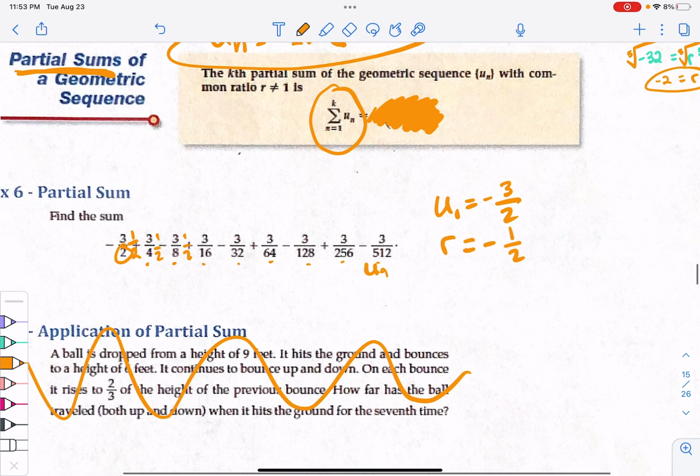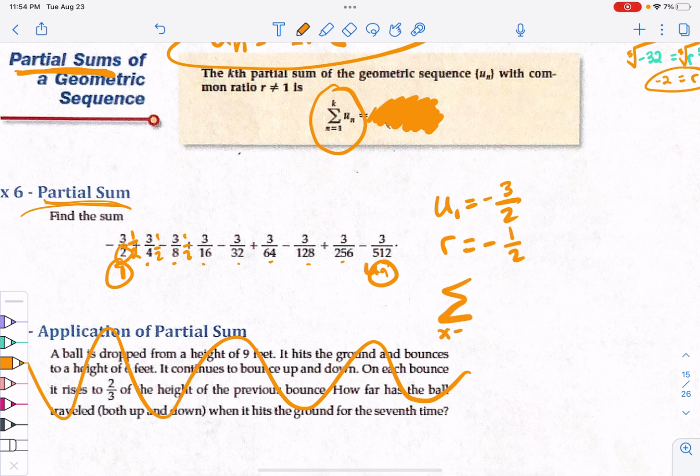Okay, and what they're wanting us to do is find the partial sum, and we did this in the arithmetic sequences where we're adding those terms together. Okay, and we're adding the first term to the second, to the third, to the fourth, all the way up through the 9th term. So if I write this as a sum, I'm going from the first term to the 9th term, and then I am writing out in the parentheses what my explicit formula is, which is u sub 1 times r to the n minus 1 power. Okay, u sub 1 is negative 3 over 2, and I'm going to take that times negative 1/2 to the n minus 1 power.